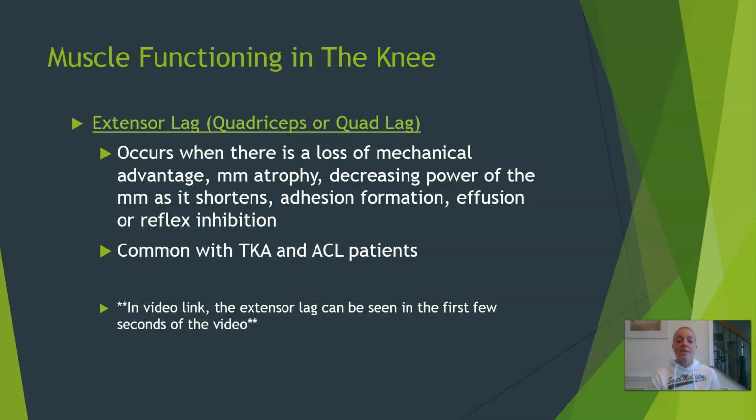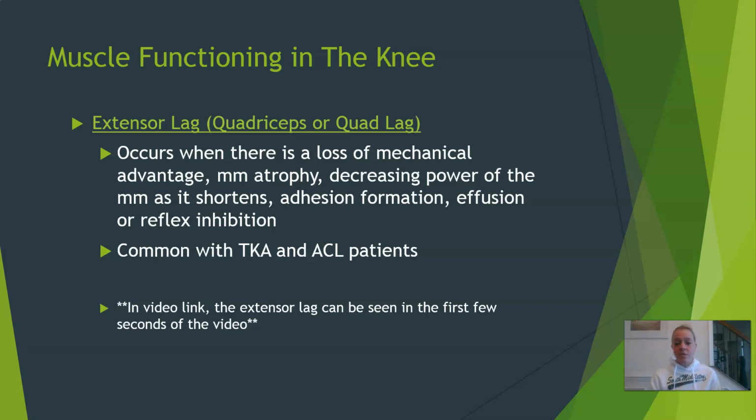So this is when we see it's due to weakness of the quads. So we ask the person to do a quad set and they have difficulty performing the quad set. We typically look for extensor lag with a straight leg raise. With a straight leg raise, we often give the patient the cue, tighten up your quads, do a quad set, keep the leg nice and straight, and then lift the leg off the table into hip flexion.